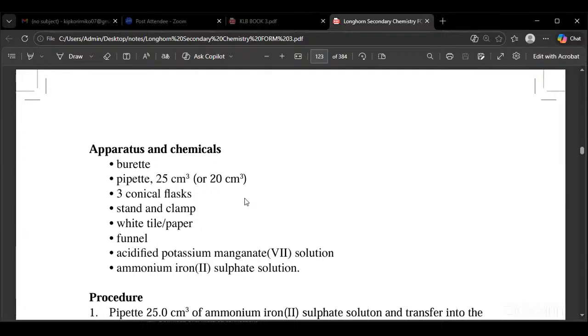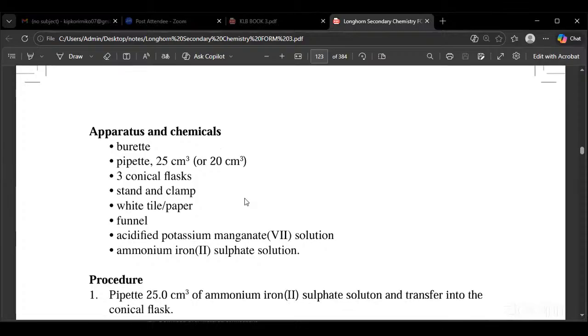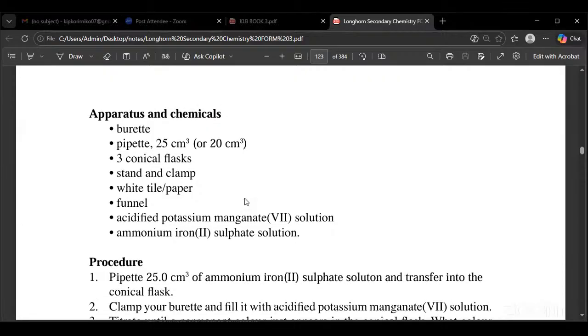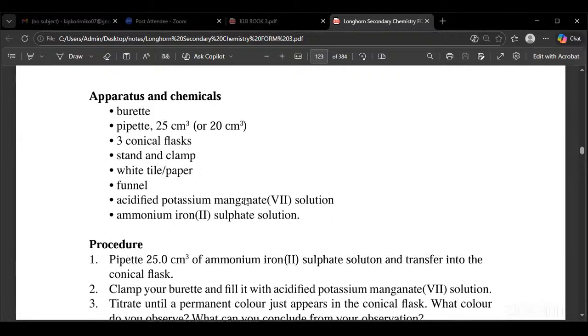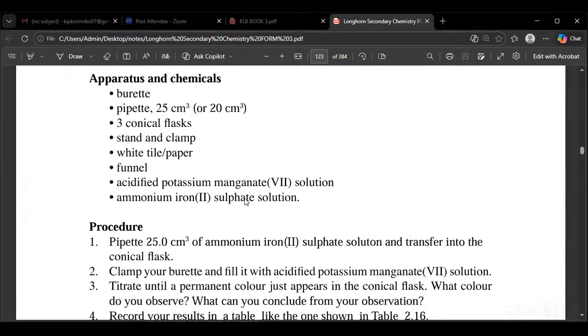I don't know whether this is a double salt, or how many salts we have. I think we have 4 types of salts. So ammonium iron 2 sulfate. Don't forget the types of salts actually, and at least one or 2 examples. So the procedure is the same. Pipette 25 centimeters of ammonium iron 2 sulfate and transfer it into a conical flask. Clamp your burette and fill it with acidified potassium manganate 7.